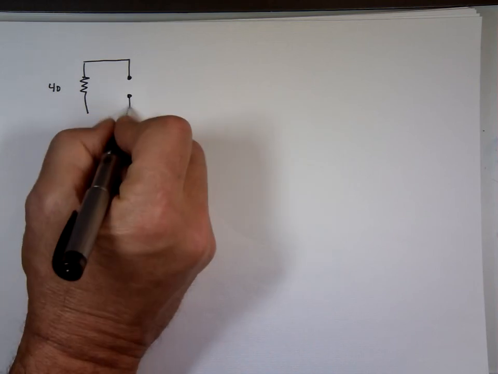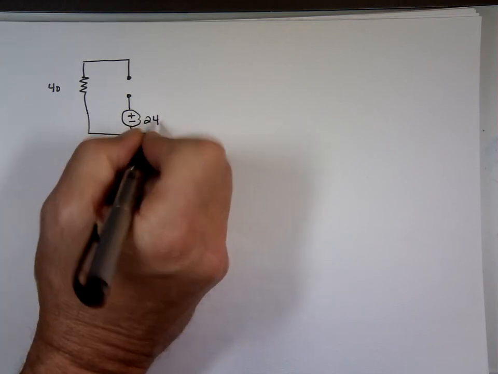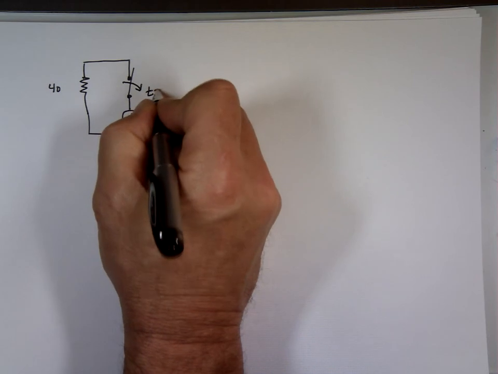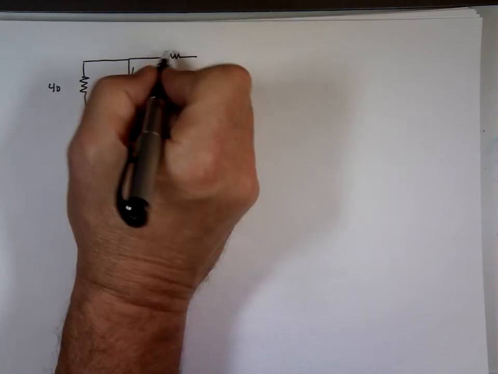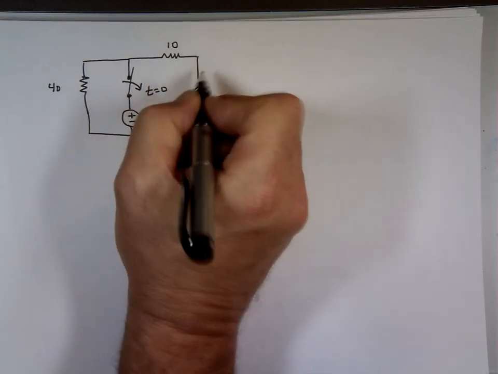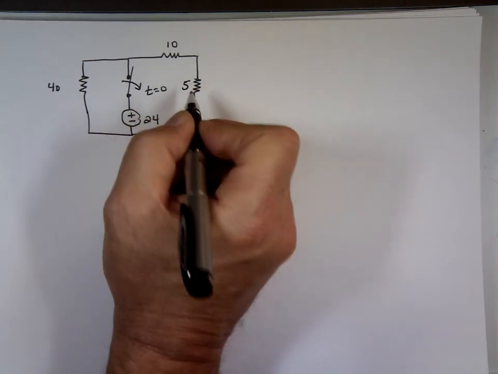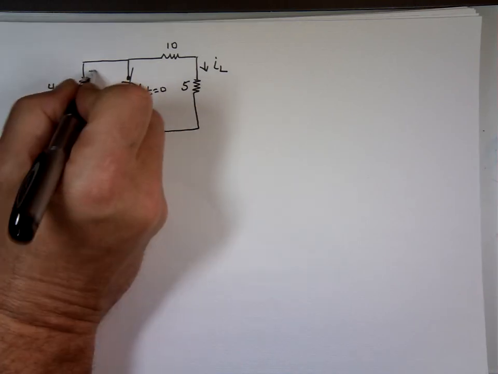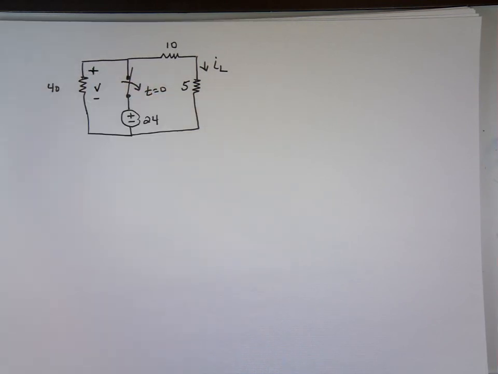Plus to minus here, of 24 volts. There's a switch that's attached right now, but at t equals 0, that switch opens, swings open. There is 10 ohms, and there's an inductor of 5 Henry. And let's say I want to find this current, we'll call it I sub L. What is that current? And let's say I want to find this voltage, we'll call it V, for t greater than 0. That's what we have.